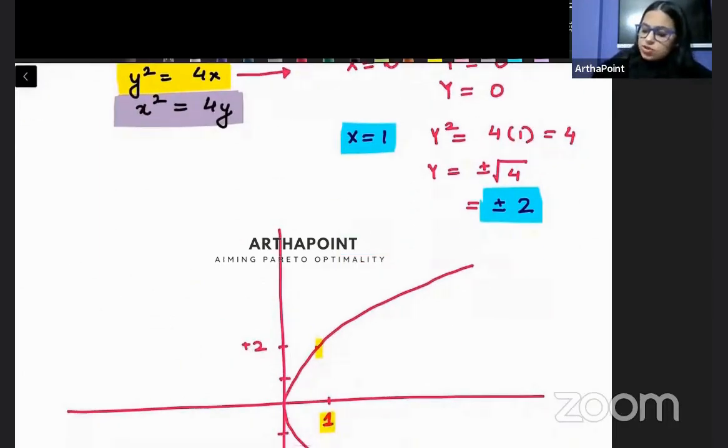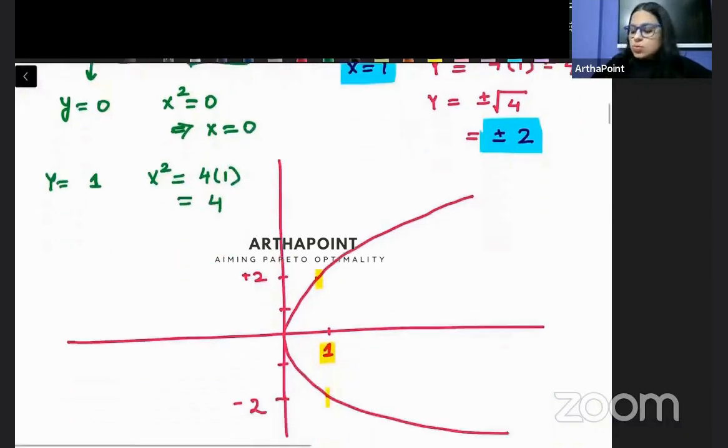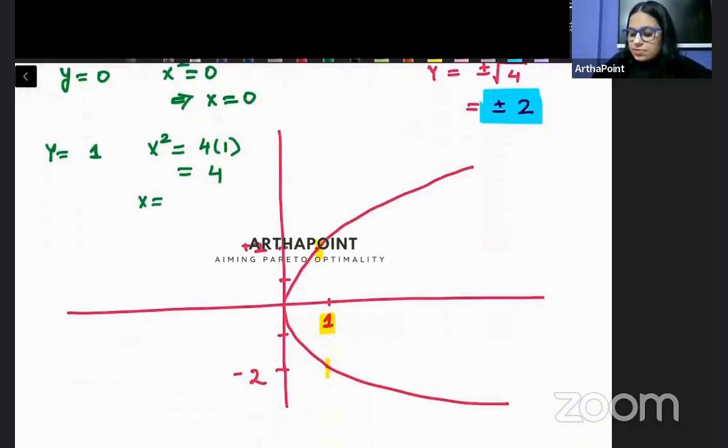अब दूसरा function हमें जो दिया हुआ है, that is given to us as x square is equal to 4y. फिर से we will do the same thing. So now I will put y as 0. So when I put y as 0, I will get x square as 0. It means my x will also be 0. Then I will go ahead and put y as 1. When I put y as 1, then x square will be 4 into 1. That means 4. So beta, if x square is 4, that means x will be plus minus 2.